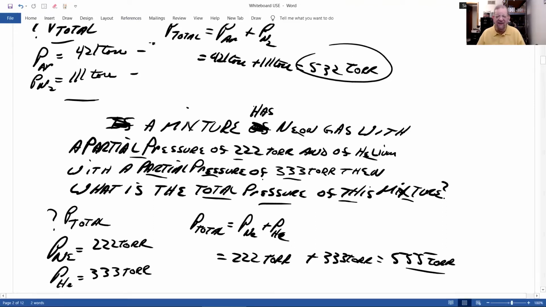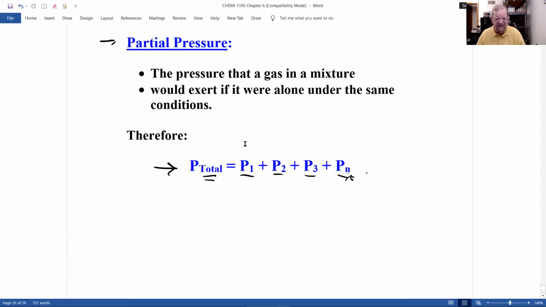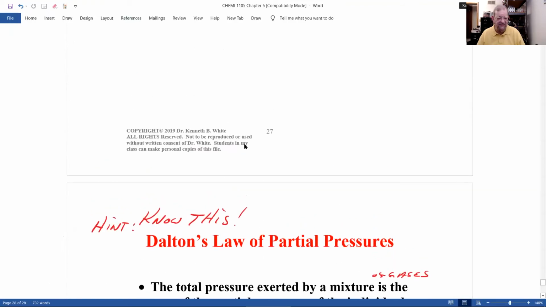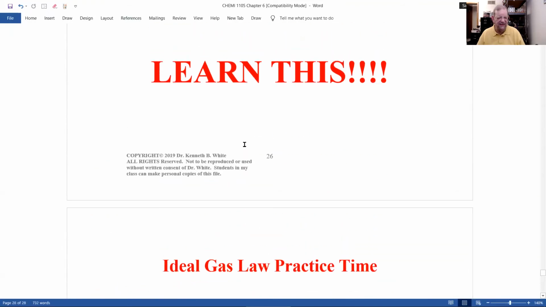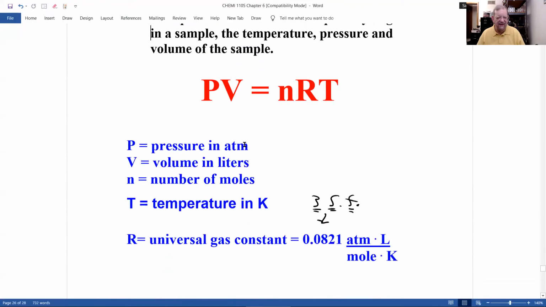All right, now, as promised, let's go back and look at PV equal nRT. And remember, for PV equal nRT, pressure has to be in atmospheres. This is for test 3, remember. Volume, I'll always give you in liters.